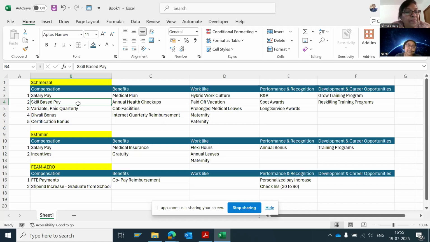Okay. And then we have variable pay, which we pay quarterly, based on the performance. We have this quarterly review system where we review the performance quarterly and then we pay. And then we have this Diwali bonus, which we pay in the month of October to all the employees for Diwali. And again, this is also in our salary structure itself.